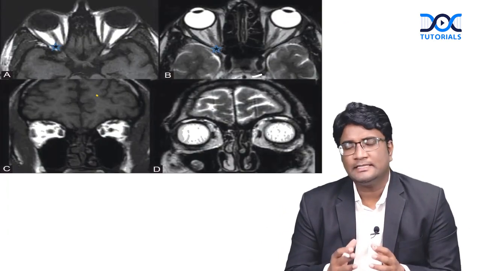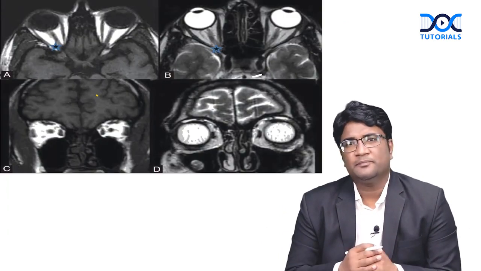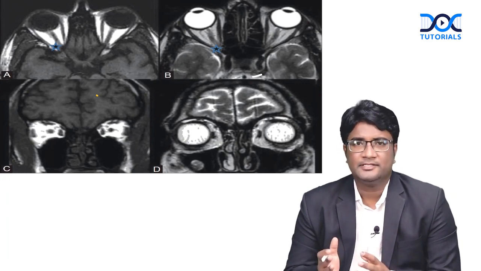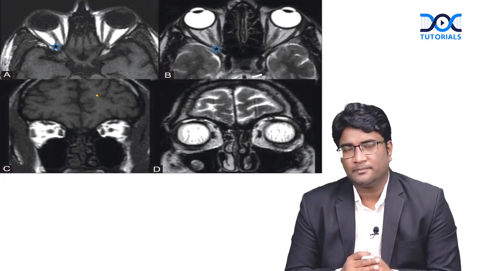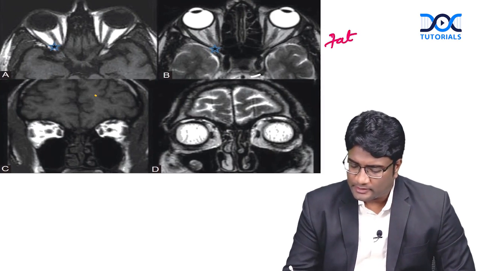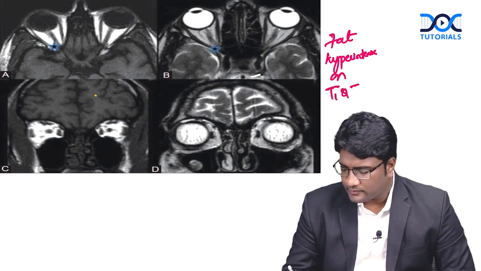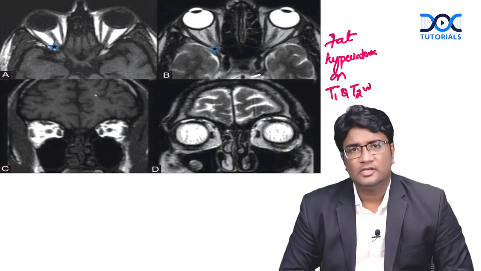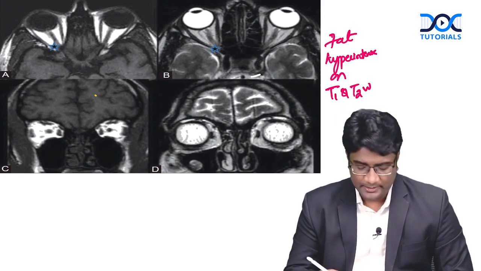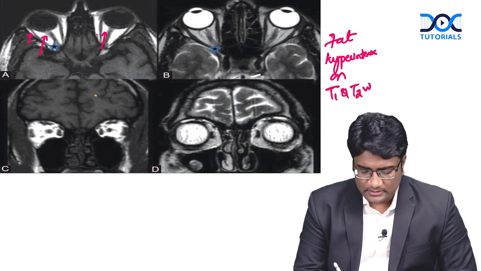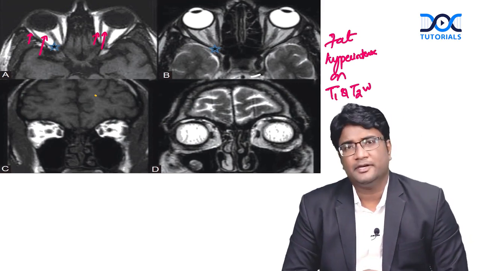And one more important thing that I want you to understand while imaging the orbits is that fat appears hyperintense both on T1 and T2 weighted imaging. So fat appears hyperintense on your regular sequences, on T1 as well as T2 weighted MRI. Because fat appears hyperintense, the intraconal fat and the peribulbar fats, these fat areas, appear hyperintense.